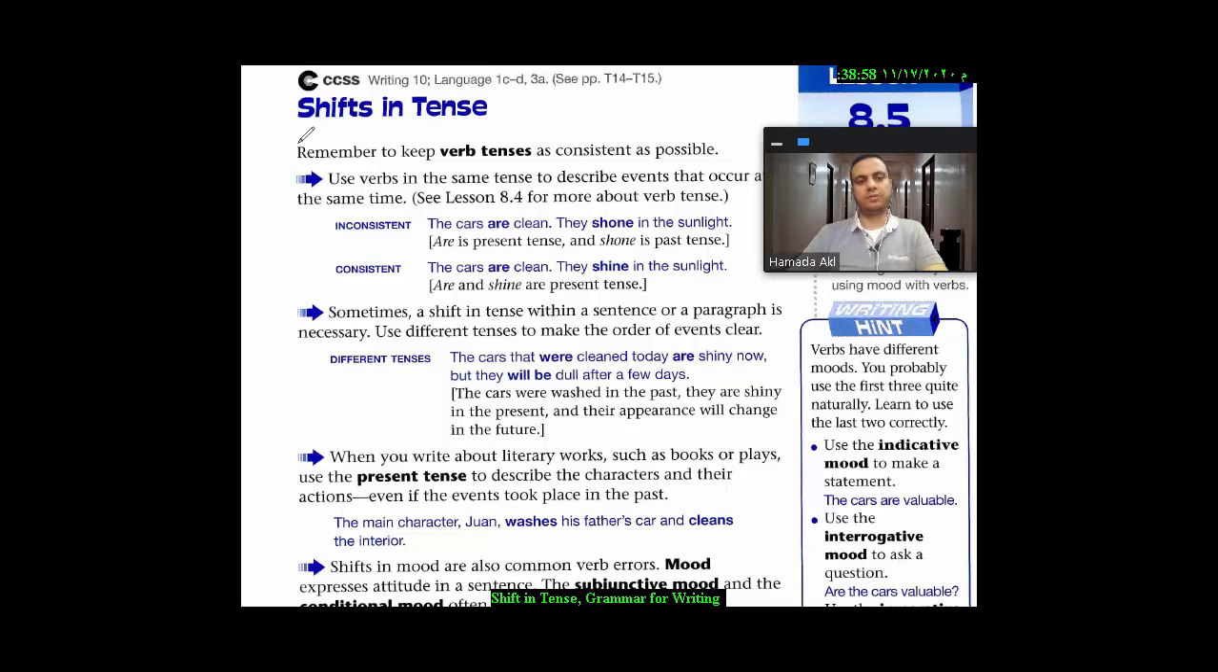Shifts in tense. What's a shift? It's a change. And what do we mean by tense? The timing of the sentence. What tenses do you know? We know present, we know past, we know future.